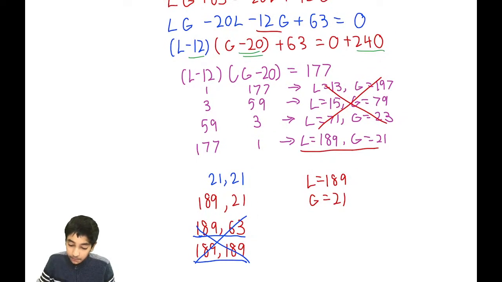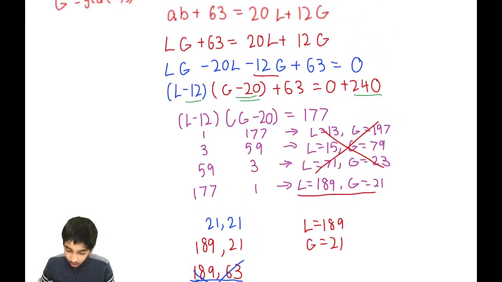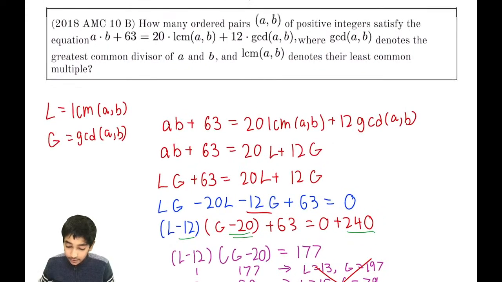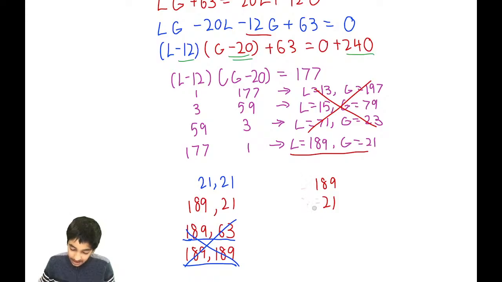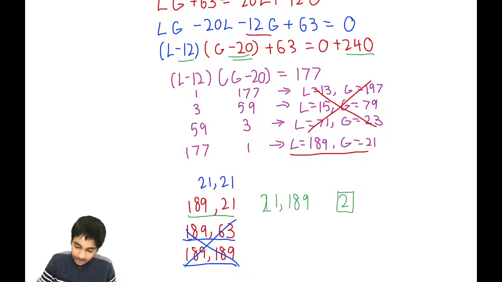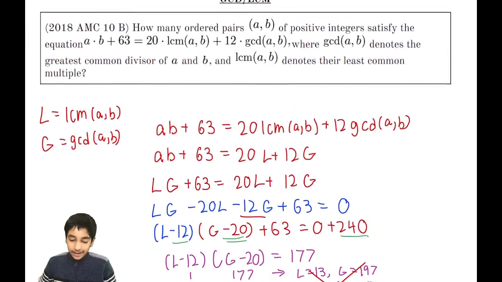So from here, we want to find how many ordered pairs of positive integers satisfy this. We can see that the only possible values are 21 and 189, or we can also have 189 and 21. So the answer is going to be 2. And the other case also won't work because that would not have the LCM be 189. So the only case that will work is 189 and 21, or flipping the two values. So the answer is just going to be 2. And that's how you solve this problem.